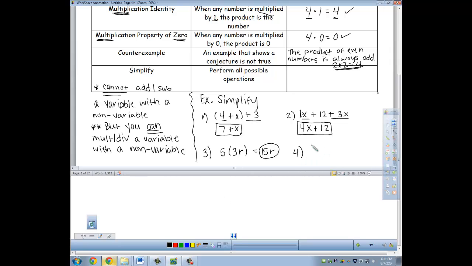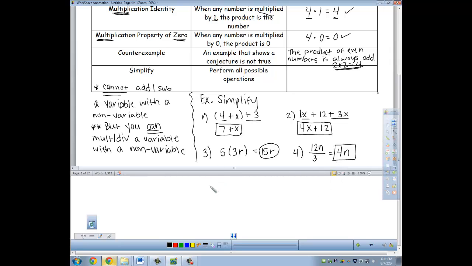Number 4, we have 12n divided by 3. So again, you can multiply or divide a variable with a non-variable. So even though they are different terms, 3 doesn't have a variable, 12n does, you can put your numbers together. So 12 divided by 3 gives me 4. Then stick my n by it, 4n.